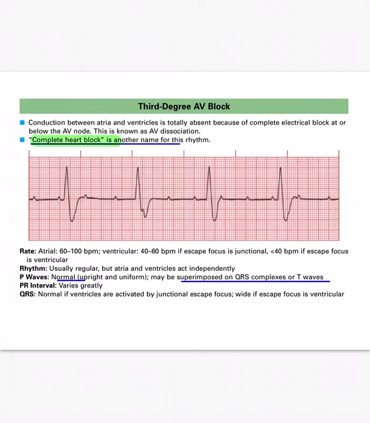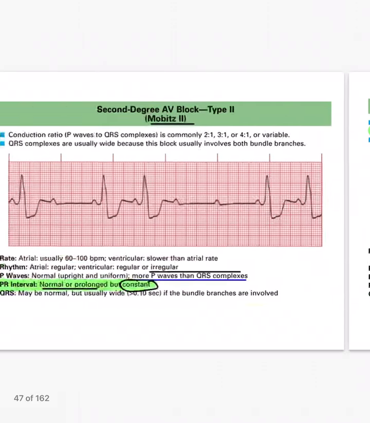The conduction between the atria and the ventricles is totally absent because of an electrical block at or below the AV node. This is known as AV dissociation. Okay, this is important. Here the atria and ventricles act independently; they do not act in sync. So in third degree, P and QRS belong separately.